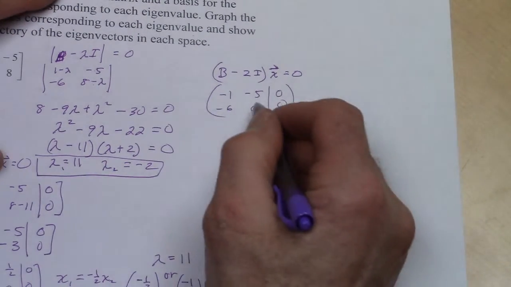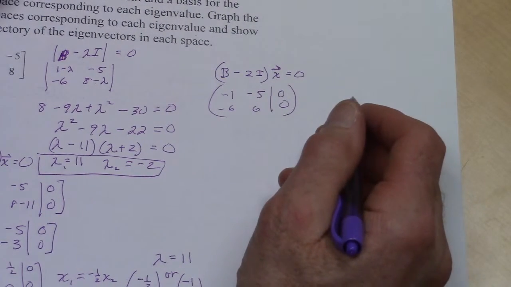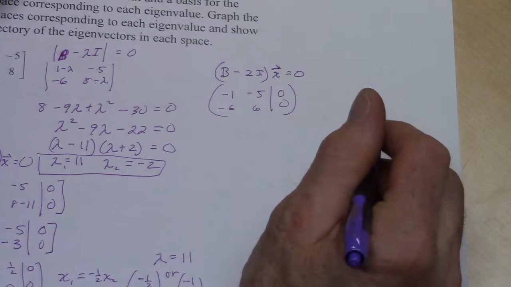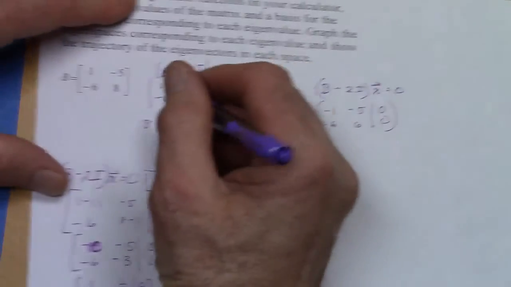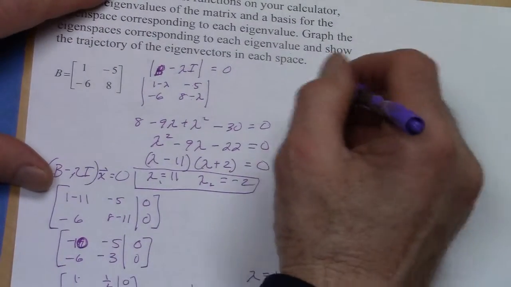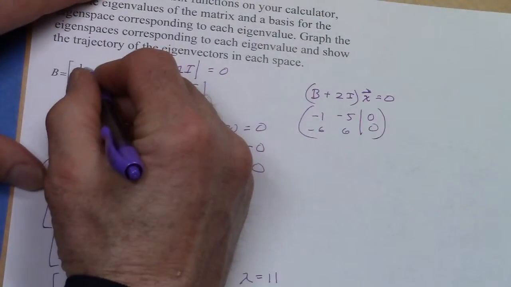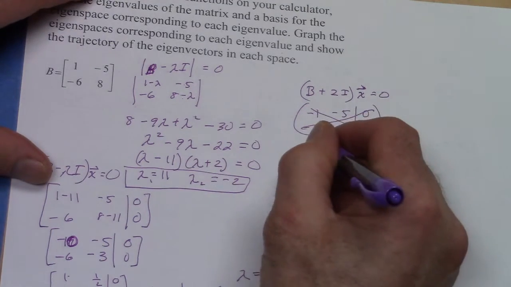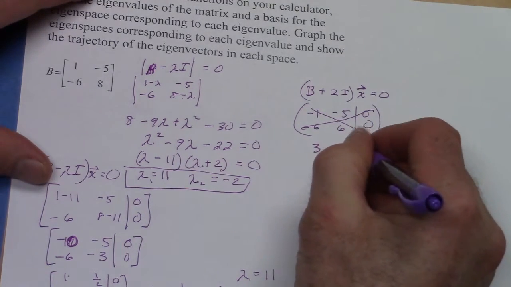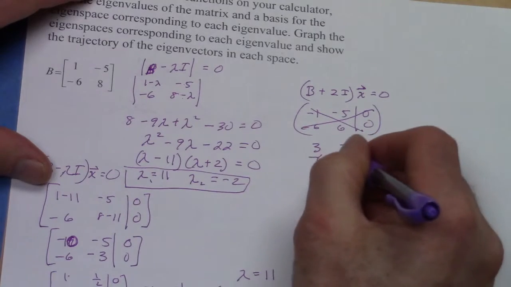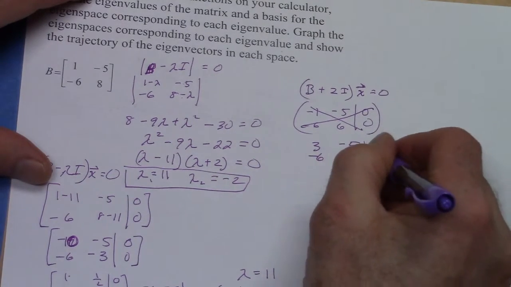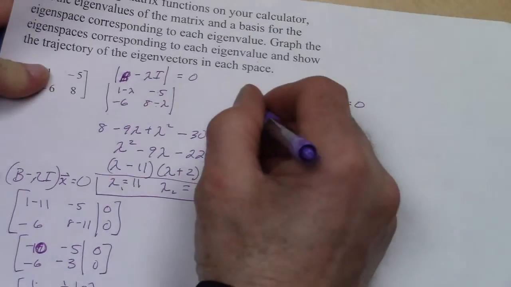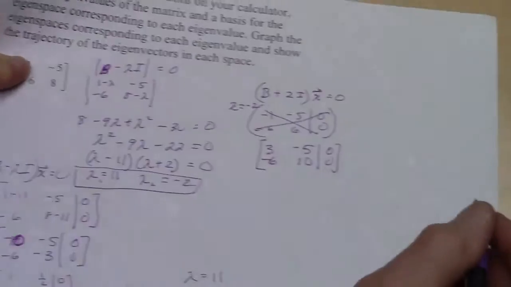And you can see clearly, whoa, something's wrong with that picture. Oh, it's negative 2 is the eigenvalue, not 2. So it's plus 2. So that should be minus negative 2. That should be a 3. I'll just scratch that out. That's going to be a 3, negative 5, and that's going to be a negative 6 and 10. That's more like it. Sorry, yeah. Lambda is equal to negative 2.